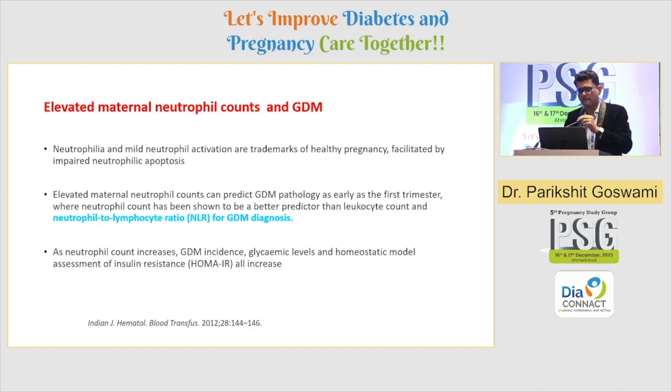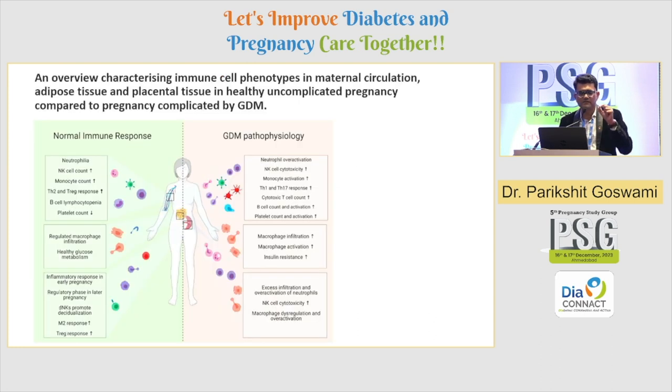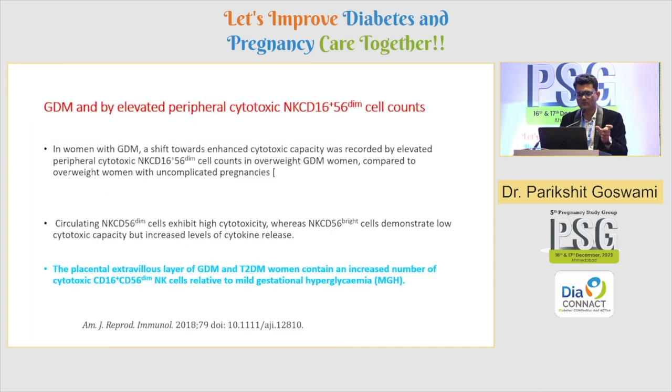The most important point here for all of us to understand is that whenever we see a CBC report in the first trimester or early pregnancy, at 1 month or 2 months, the neutrophil to lymphocyte ratio is a good predictor of future gestational diabetes or hyperglycemia in pregnancy. So we need to look at the neutrophil to lymphocyte ratio. That means this neutrophilia, which is a normal response, is altered in GDM pathophysiology. The placental extravillous layer of GDM in type 2 diabetes women contains an increased number of cytotoxic CD16, CD15 deep NK cells related to mild gestational hyperglycemia.